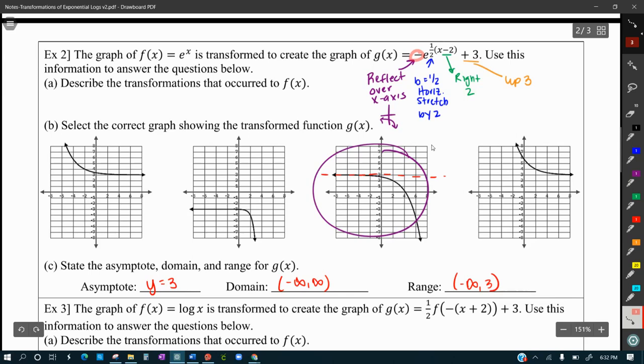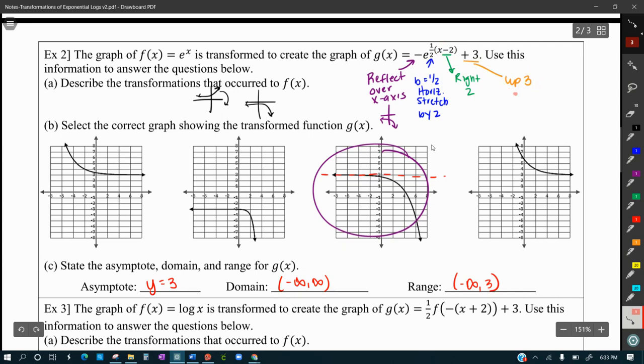So the negative in the front is our value of a, which reflects over the x-axis. So if my parent function should look like this, and I reflect it over the x-axis, I now have an exponential that is facing upside down. The b value is a half. So what that means is you have a horizontal stretch by 2. We're going to take that 1/2 and flip it over. I need the reciprocal to see how much it's horizontally stretching or compressing. x - 2 on the inside means you're moving to the right 2, and +3 means you're moving up 3.